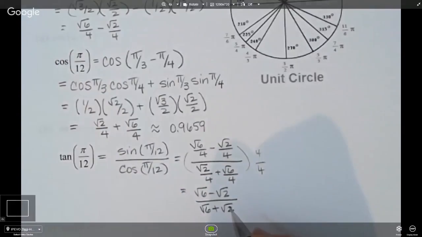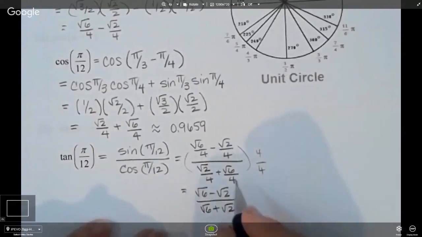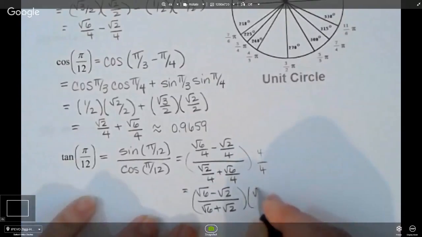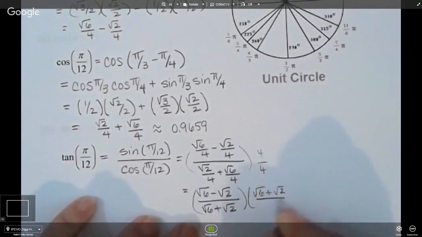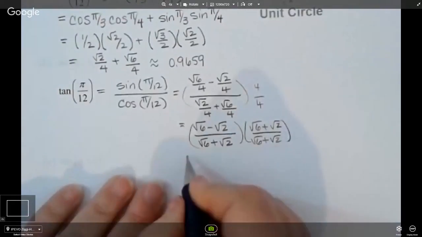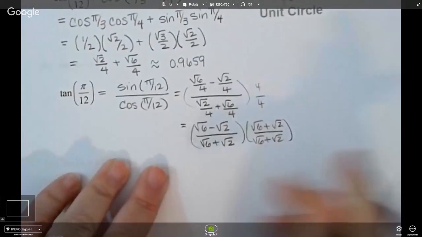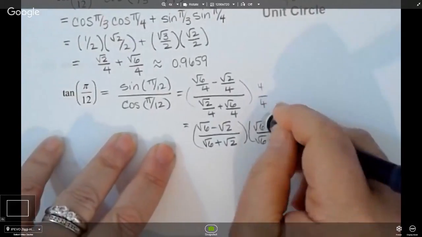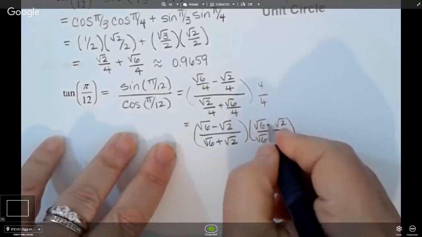All right, and if we were to rationalize this, we get root 6 plus root 2 over root 6 plus root 2. And multiplying, I'm sorry, to rationalize it has to be negative. I have to use the negative because I have to take the conjugate of the denominator.